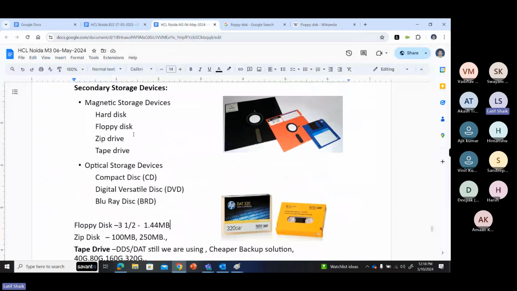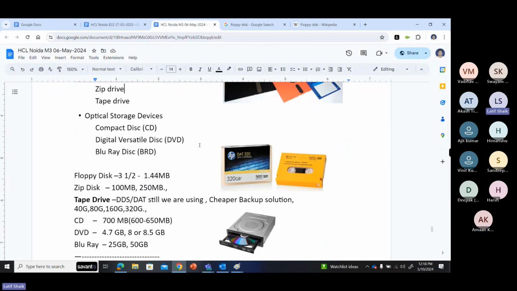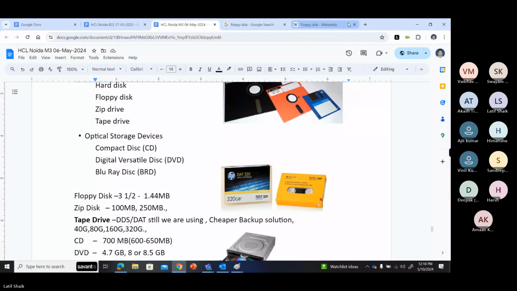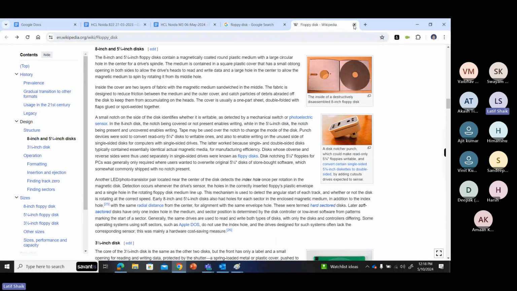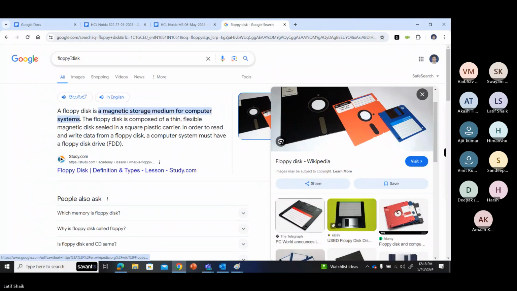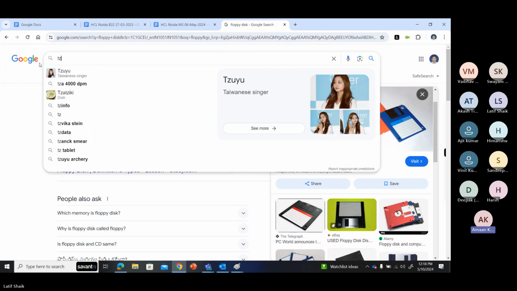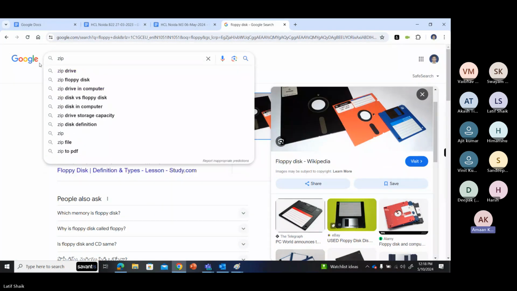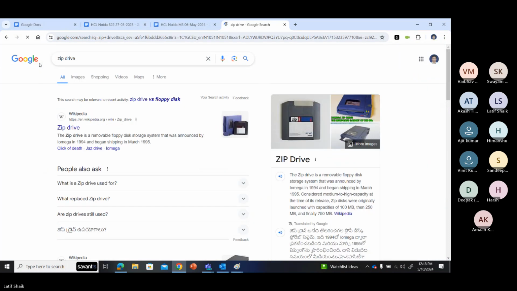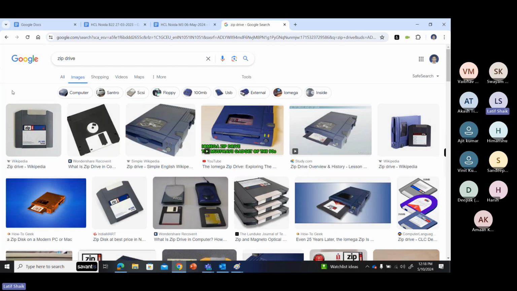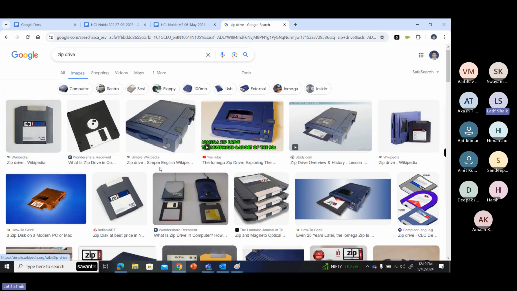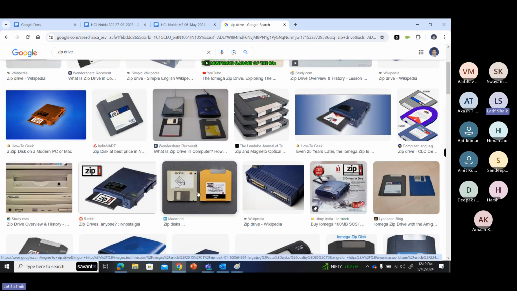And next I'm going to zip drives. What is this zip drive? It is also a kind of floppy disk. Earlier days, they used these zip drives to transfer data from one place to another place. Of course, it's not generally inside your system. It should be external type. It's a kind of floppy disk, looks like a floppy disk only.